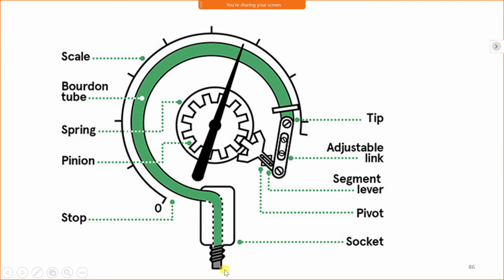When the pressure is released, the spring unwinds the pinion gear, and the pointer shows a reduced reading.